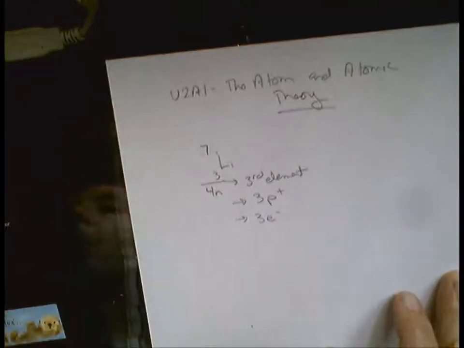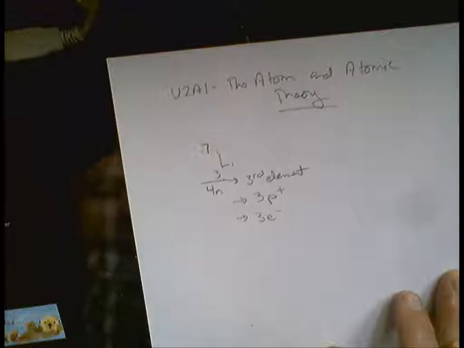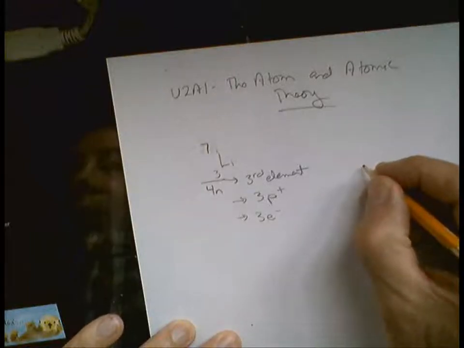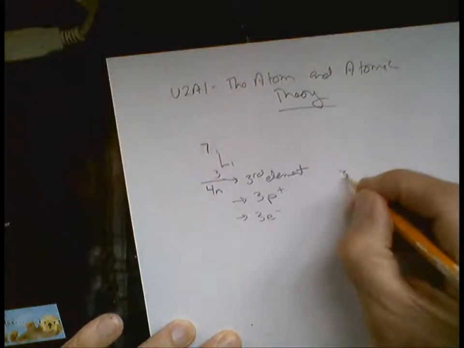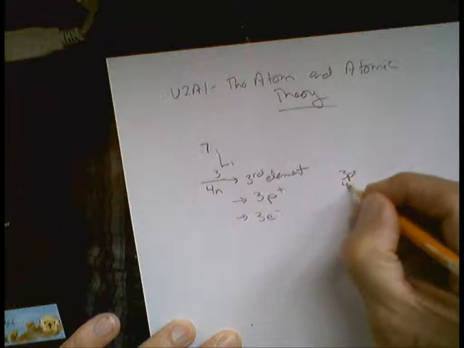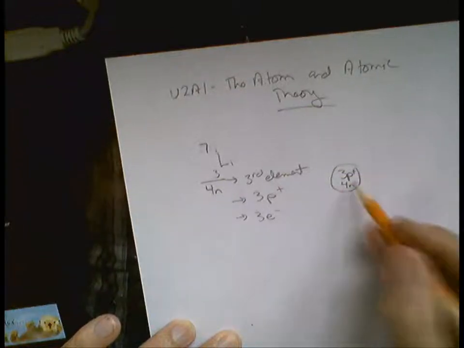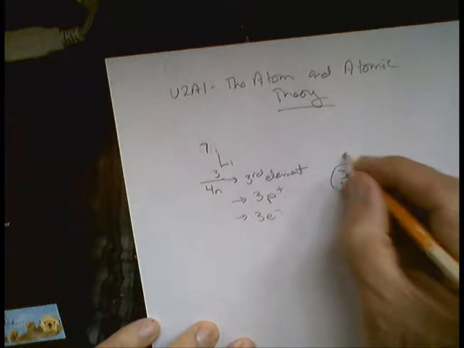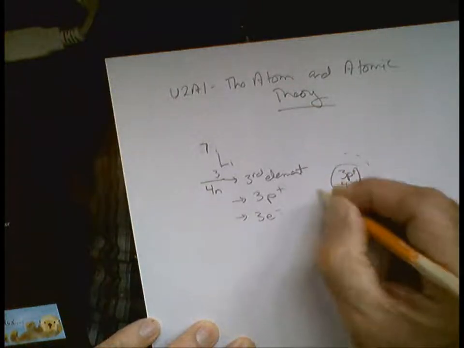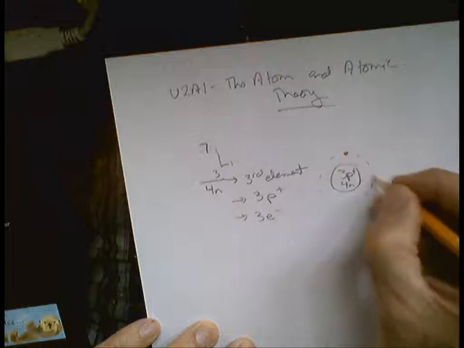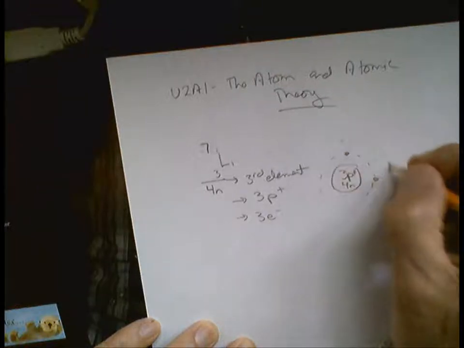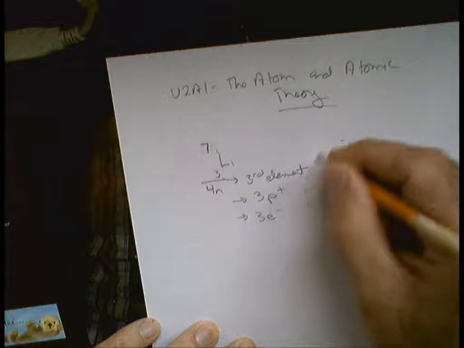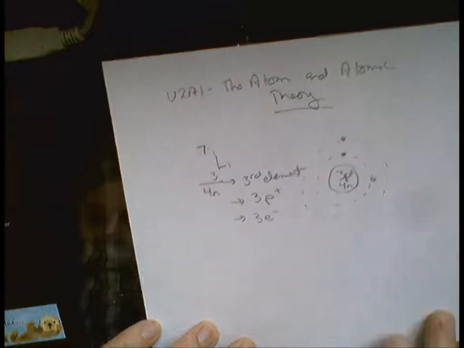Now, if we were to do a Bohr-Rutherford diagram of this, and I'm not saying you have to, but if we were to do that, we would put our protons and neutrons in the nucleus. These are basically the same size. They're very large compared to the electrons. And the electrons we would add in like this. You have 2 electrons in the first shell and 1 on the last shell.